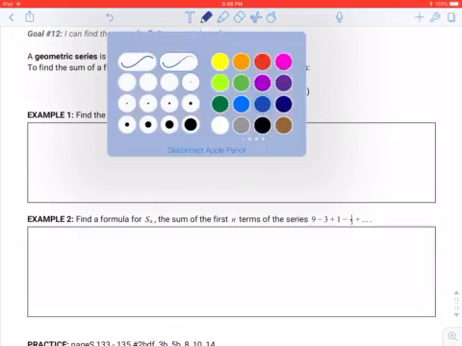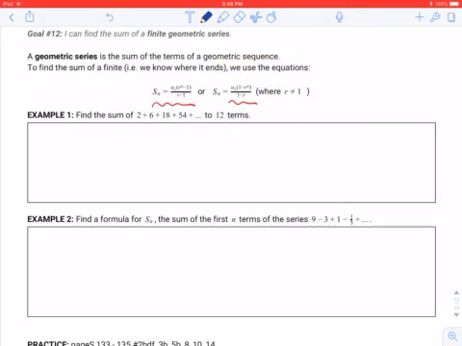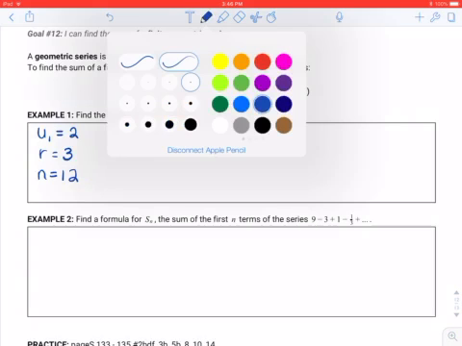So let's start with example 1 here. We've got a series, 2, 6, 18, 54, all the way up to 12 terms. So what we need is our first term, u1, is 2. Our common ratio here is going to be 2 to 6, 6 to 18, 18 to 54. It's going to be 3. I'm multiplying by 3 each time to get to the next term. And my n value, the number of terms I'm looking at, is 12.